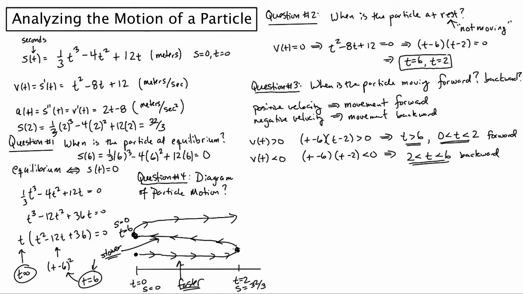It moves forward from t equals 0 to t equals 2, moves backward from 2 to 6, covering the exact same distance, and then from then on it's going to move forward in time.